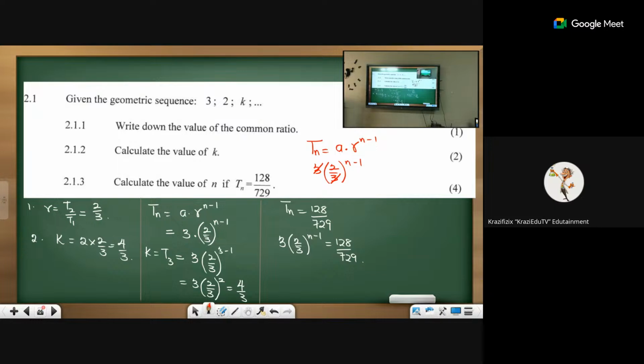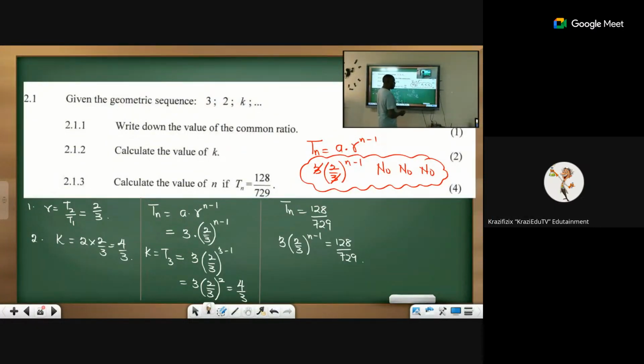Please, you cannot do that. Some of you did that. No, no, no. Laws of exponents. Please, that's the tricky part here. You cannot do that. So what do we do here?